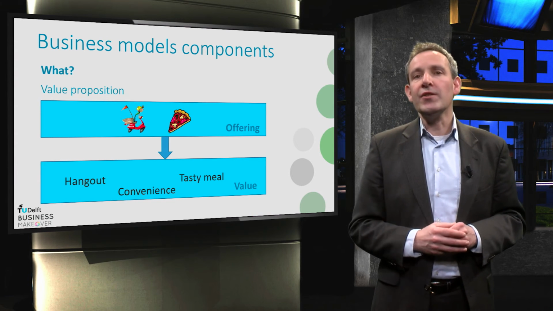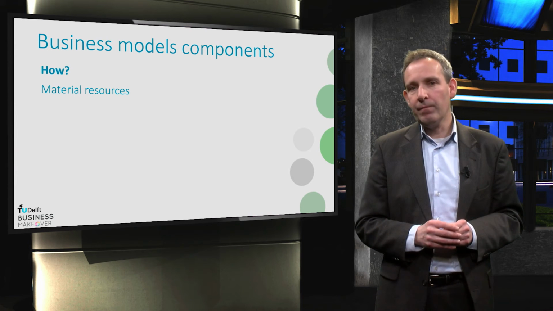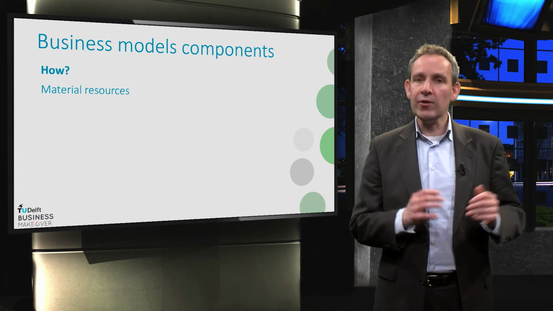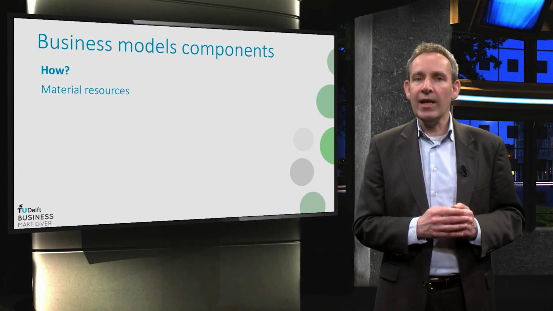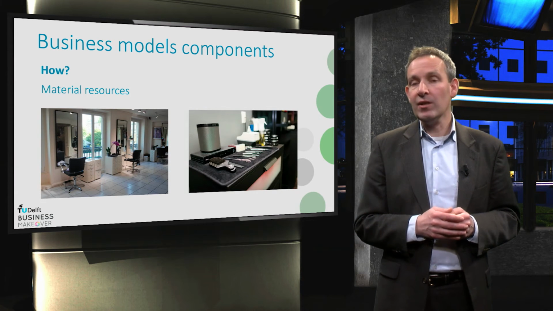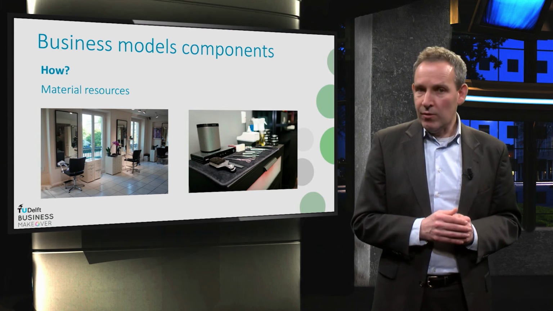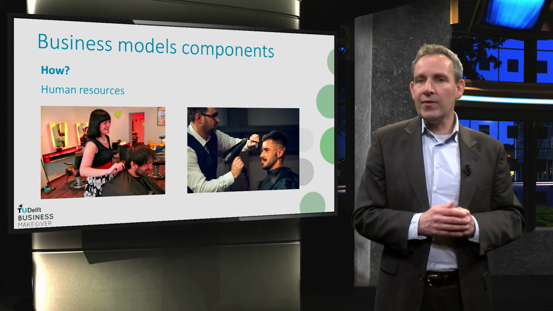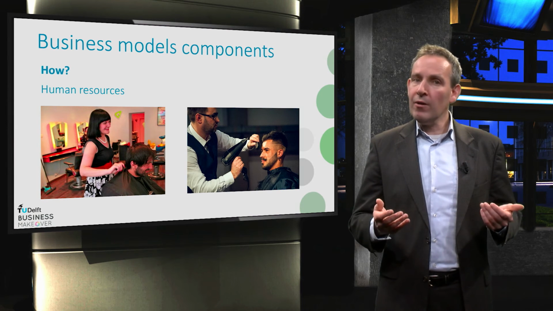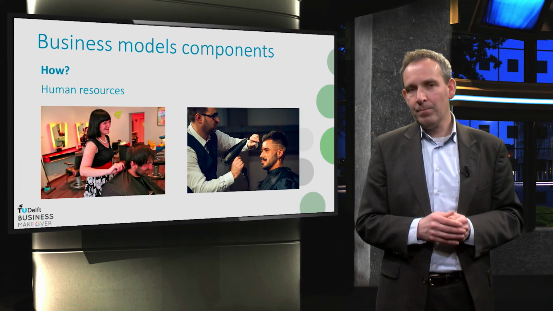The third question is how. How do you create, produce, and distribute your offering? You probably need resources like space, machines, and technologies. Think about the hairdressers. They need a space, scissors, chairs, and maybe hair dryers. And you'll need human resources. And in the case of the hairdressers, that's actually barbers and hairdressers. But maybe also you need a website so people can make their appointments online.